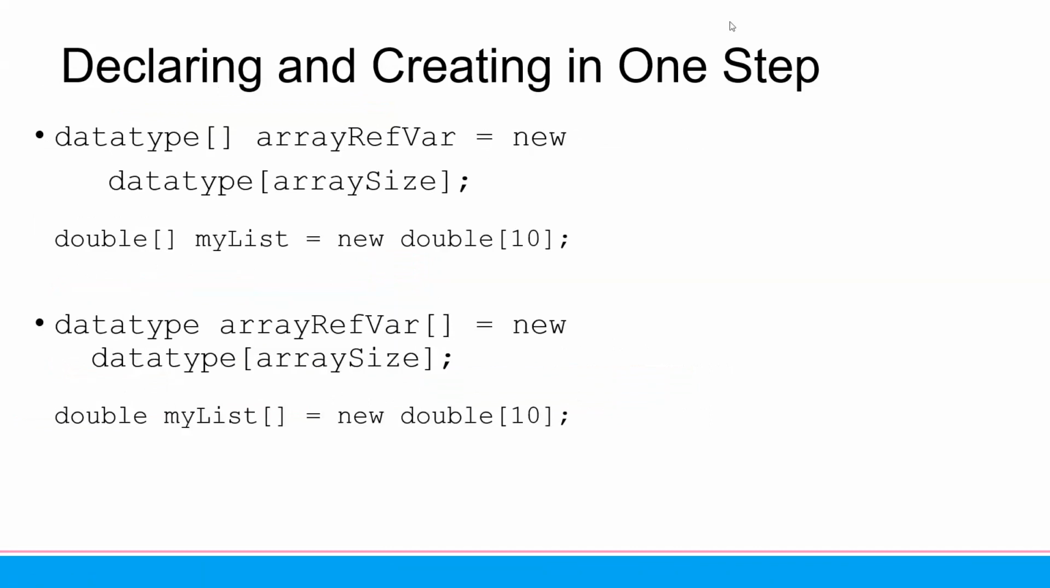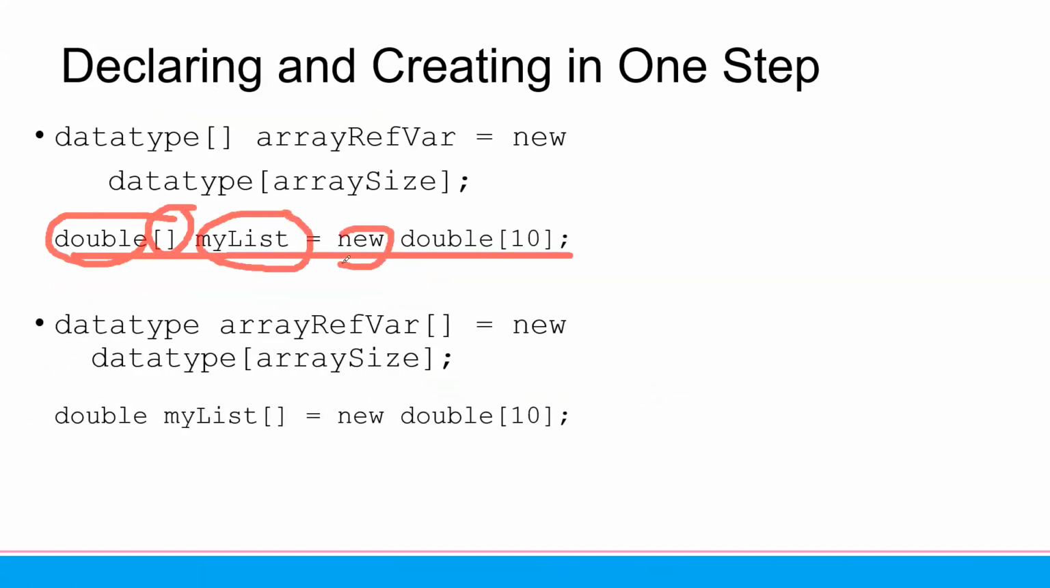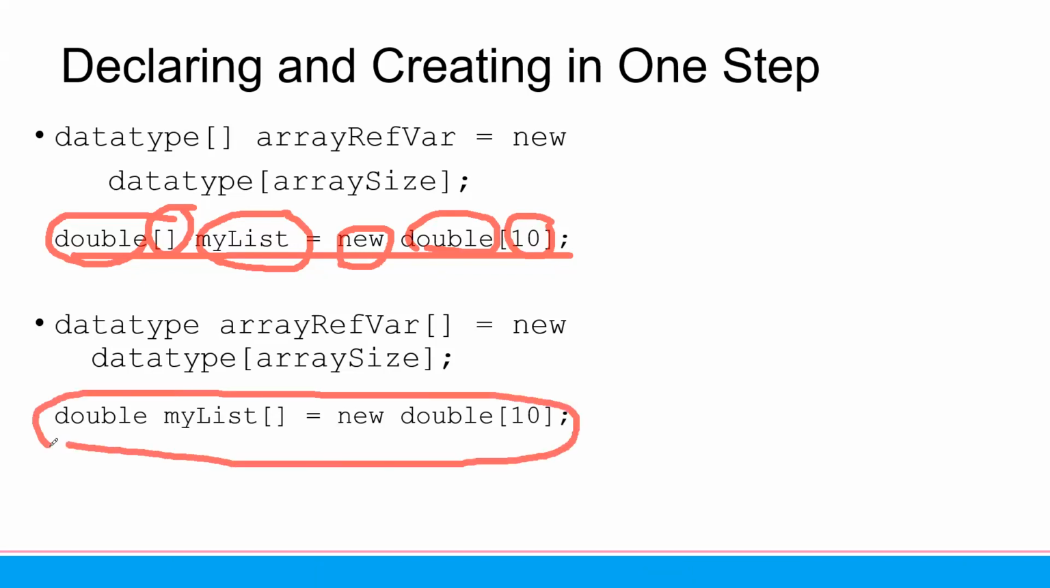So if you want to declare the array in one line, the one that I showed you before, I have double, which is the data type, and then I put the square bracket, I put the name of the variable, and I declare new. And it is a double with 10 places or 10 storage. You can use this one, but as I mentioned to you, it is not preferred.